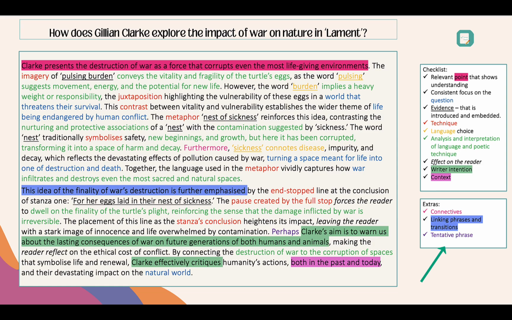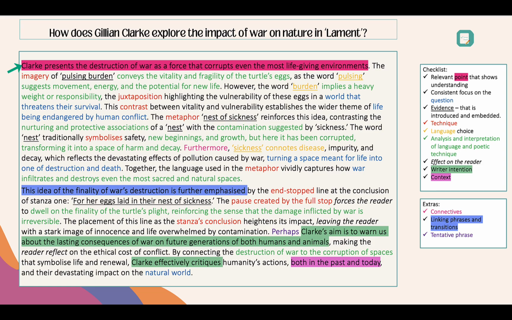And then I've got a few extras down here just to help you. These extras really help you with your AO4. So you've got connectives to show that you're building on your ideas. You've got linking phrases and transitions. This particularly helps you here when you're working between two paragraphs. And then you've got tentative phrases that help you with your interpretation.